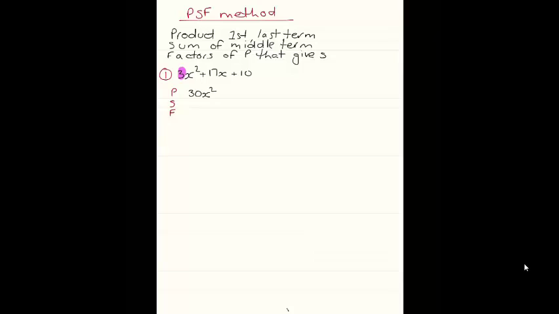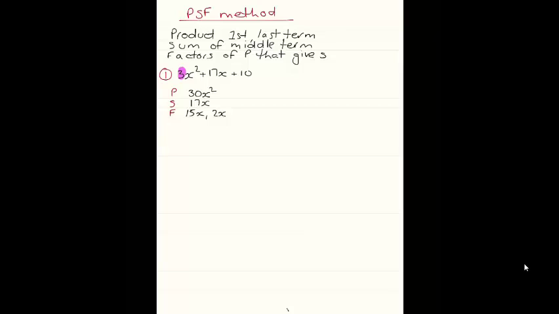The S is the sum of the middle term, so that's 17x. And F means factors of P that make S. So what are the factors of 30x squared that make 17x? So 30x squared has a lot of factors, but hopefully it's pretty easy for you to tell that the factors for 30x squared that are going to make 17x are 15x and 2x.